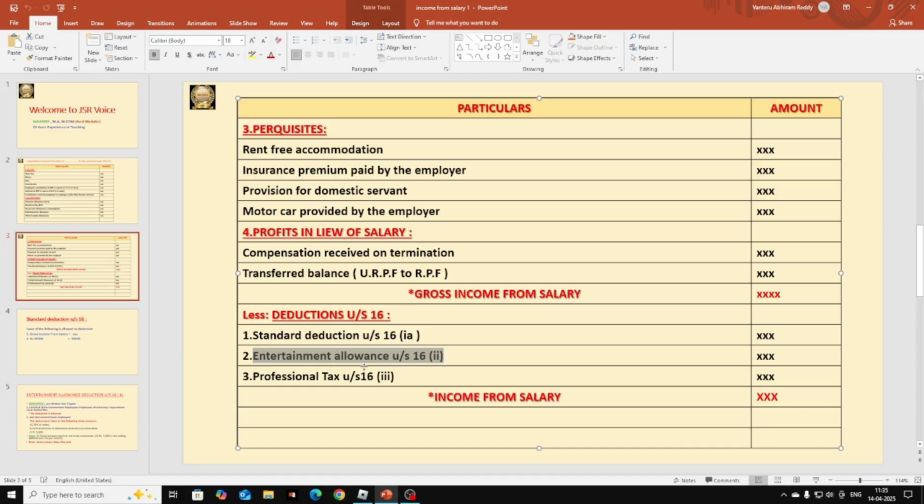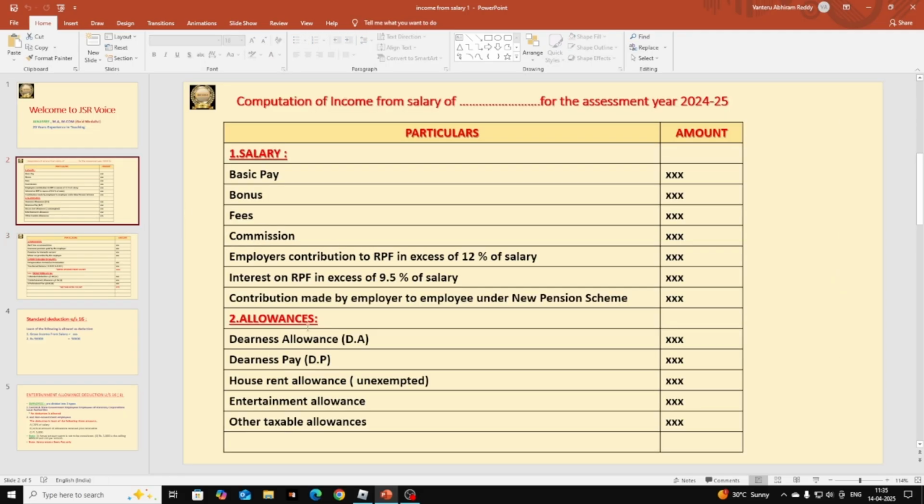Here, for actual entertainment allowance deduction, we have entertainment allowance in allowances. So if the assessee is getting any entertainment allowance, you record the full allowance here under allowances. Suppose he is getting 10,000 entertainment allowance, you write entertainment allowance 10,000 here under allowances. But he is also eligible for a deduction, with some rules, and that deduction we will show under deductions under section 16, second deduction.